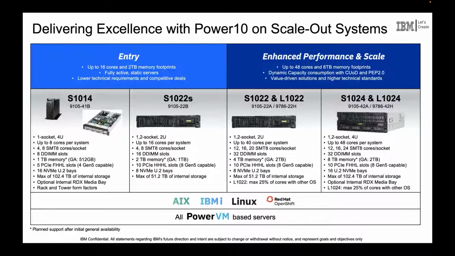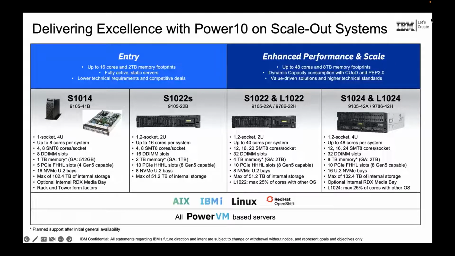We have 2 terabytes total, 1 terabyte at GA. And back to the 1014, it's 1 terabyte, just like the 914, but only 512 right now. So if we did need a 1 terabyte box today, we'd still be in the 914. So there's still reasons for Power 9 to hang around, even while Power 10 is announced and available.